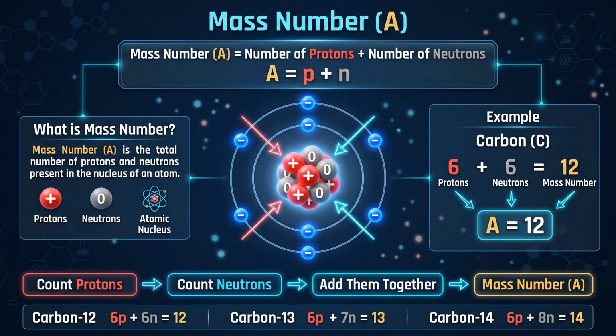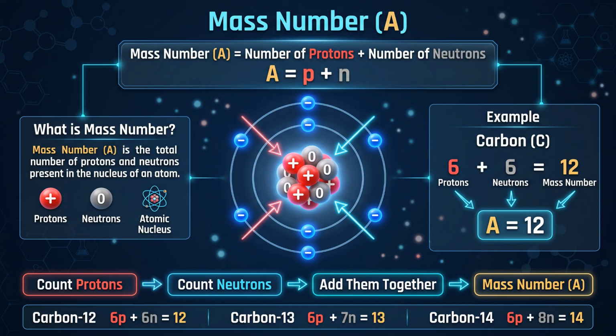The next important concept after atomic number is the mass number, represented by the symbol A. While the atomic number tells us only the number of protons in an atom, the mass number tells us the total number of particles present inside the nucleus. These particles are called nucleons, and they include both protons and neutrons. Since almost all of an atom's mass is concentrated in the nucleus, scientists use the total number of protons and neutrons to determine the mass number.